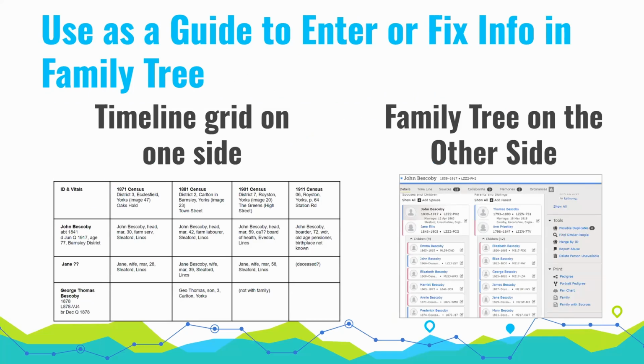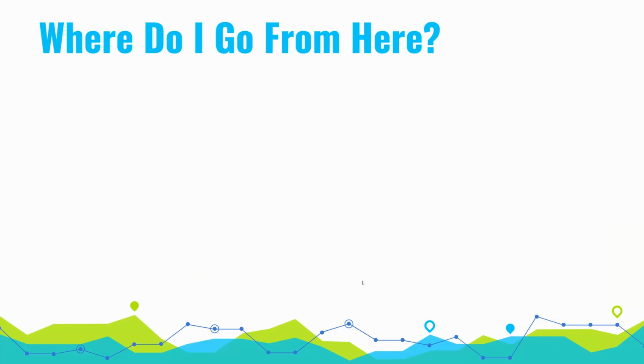Another thing that I love to do is to use the timeline grid as a guide to enter or to fix information in Family Tree. And I also use it when I'm entering names for the temple that I want to clear for temple work. So I get my grid up on one side of the screen, and then I put Family Tree on the other side so that I can see them both at the same time. And then I see the information that I've researched, and I can very carefully and accurately enter this information into Family Tree. So those are just the high points. And again, we'll go into more detail next week.